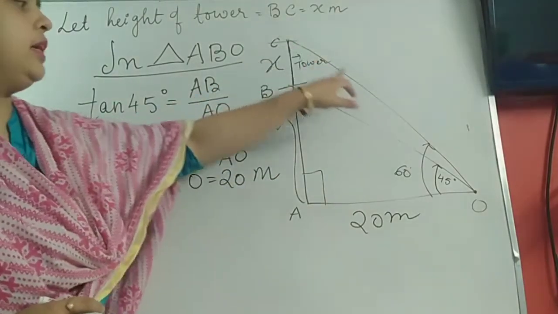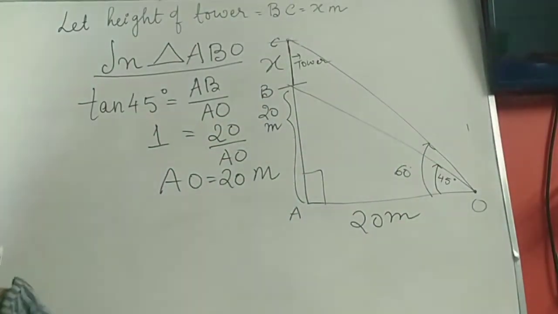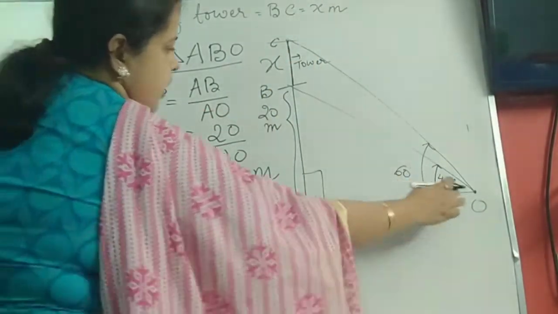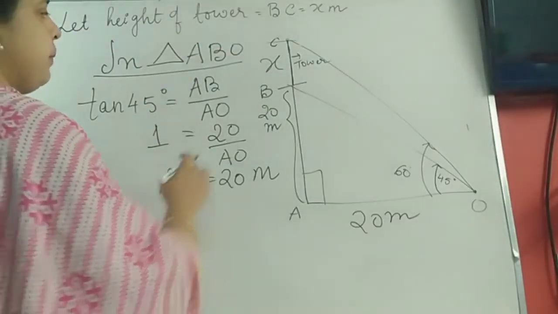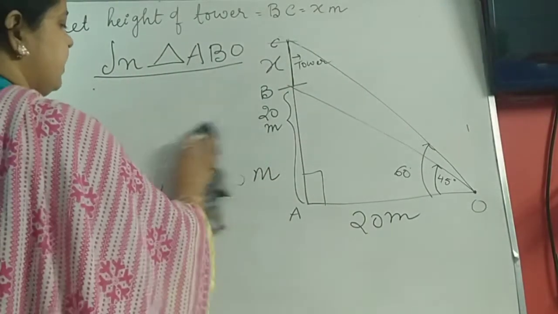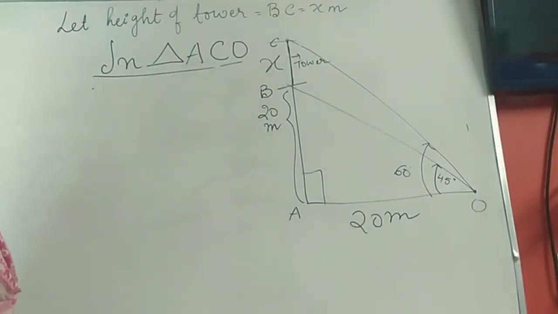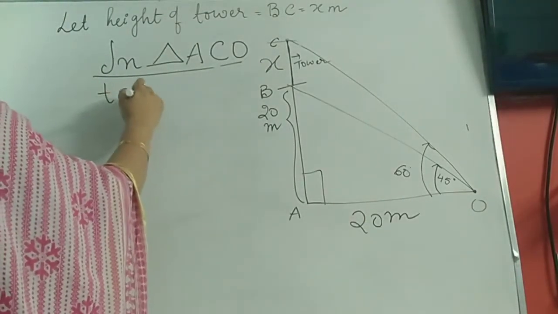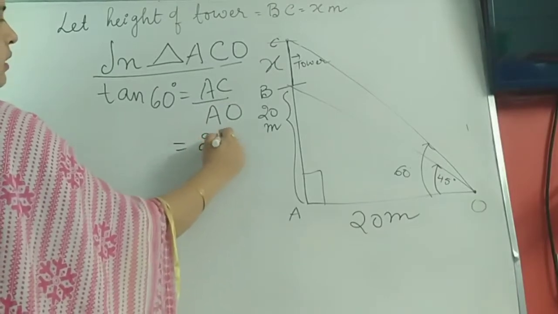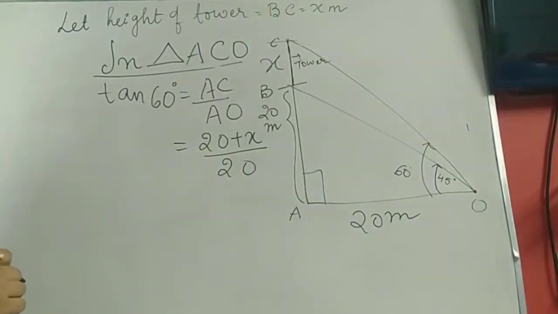Then look at the bigger triangle, that is ACO. In the triangle ACO, this is the height and this is the base. This is the perpendicular, so the perpendicular here will be 20 plus x. Am I clear? So I am erasing the first part and writing down here ACO. In this one, tan 60 is equal to AC by AO. So AC here is 20 plus x and AO, just now all of you have found, is 20 meter.